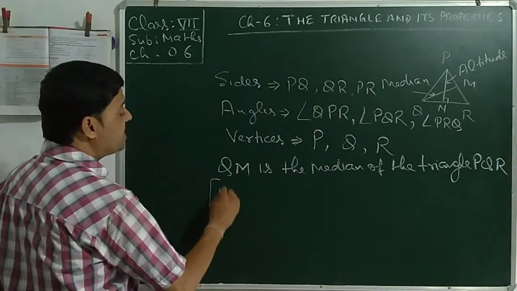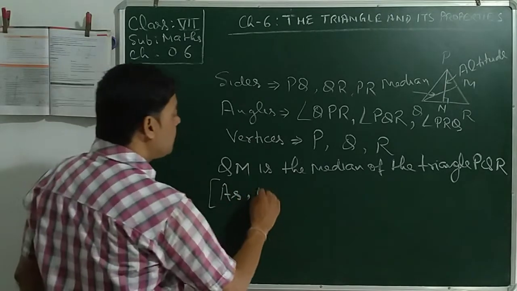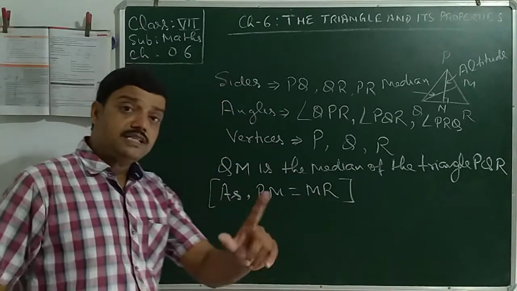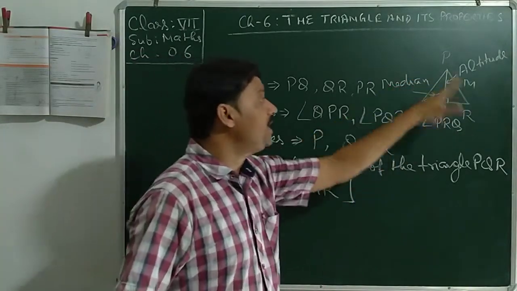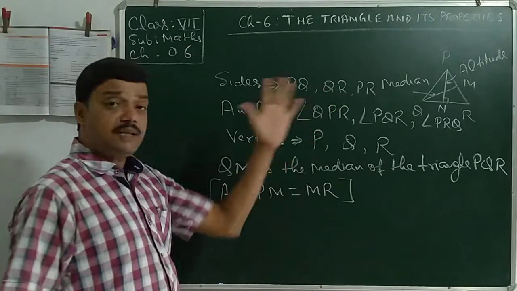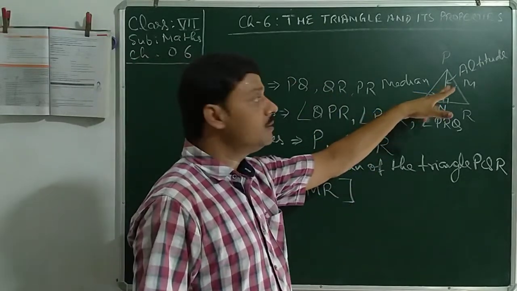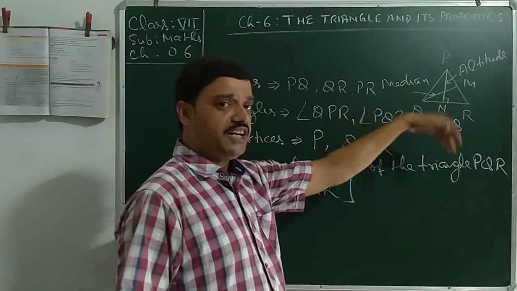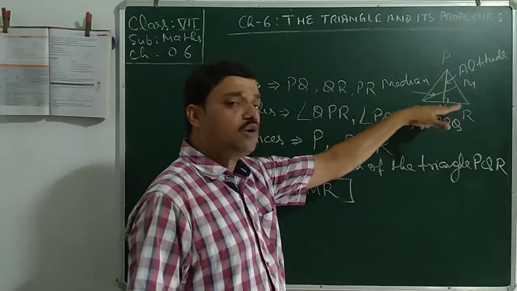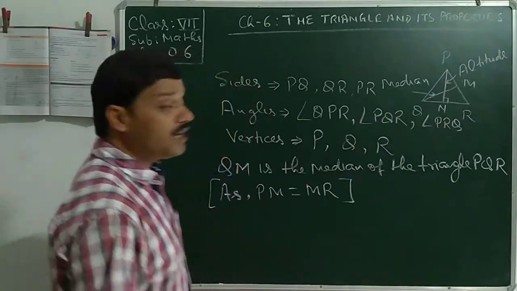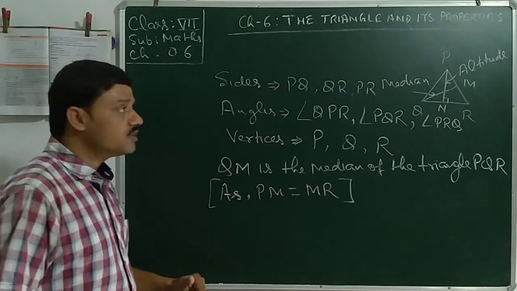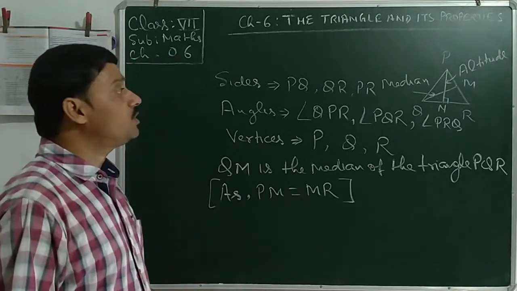Why is it the median? As PM equals MR, or we can say M is the midpoint of PR. M is the midpoint of PR, that's why QM is the median, and a median divides the triangle in two equal areas. So the triangle is divided into two triangles of equal areas by a median, and altitude tells us what is the height of the triangle. So median and altitude both can be drawn.